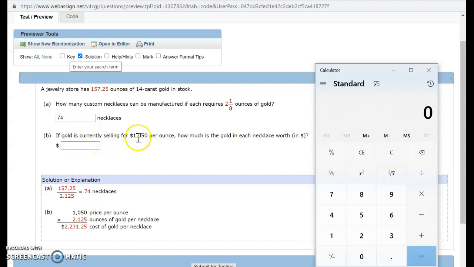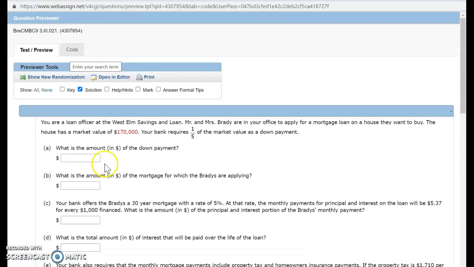If the gold is currently selling for $1,050 per ounce, and each necklace is 2.125 ounces, we're going to multiply 1,050 times 2.125. So the value of each necklace would be $2,231.25.